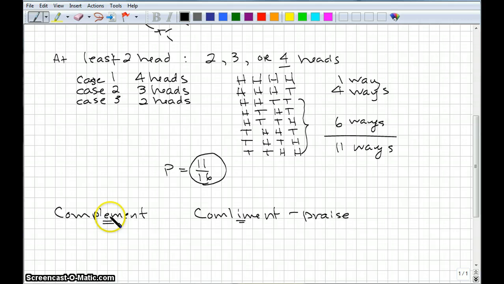But when it's spelled with an E, it means something different. It means the complement is something that completes. So for example, when we have a complementary angle, it completes. So the complement of 30 degrees is 60 degrees because it completes a 90-degree angle. Okay?